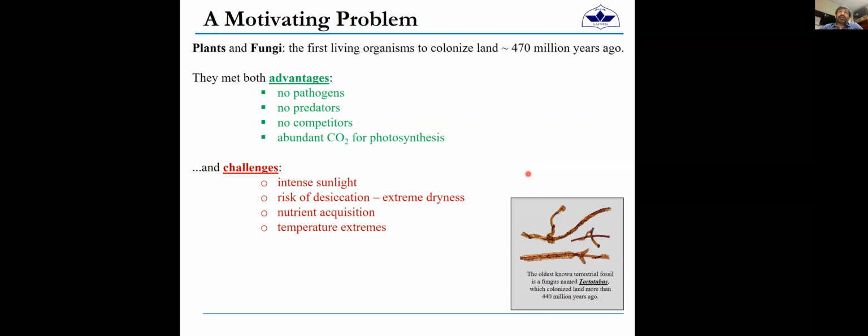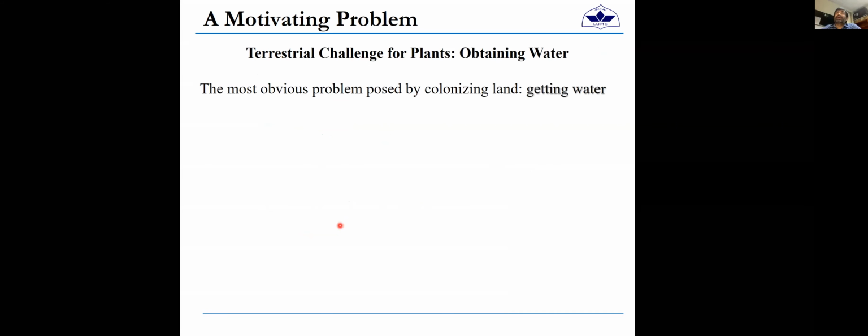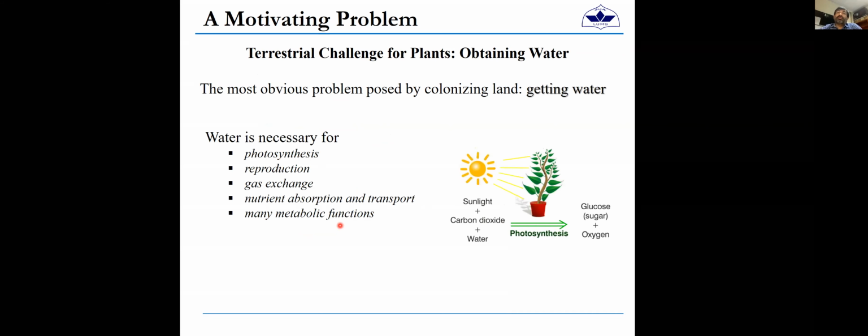But at the same time, they also had some challenges, and you can see here I have listed 4 of them. For example, intense sunlight, risk of desiccation, and how to extract nutrients from the soil while surviving temperature extremes. All of these challenges that the plants and fungi faced were related to only one quantity, which was how to extract water from the colonizing land. Why is water so necessary?